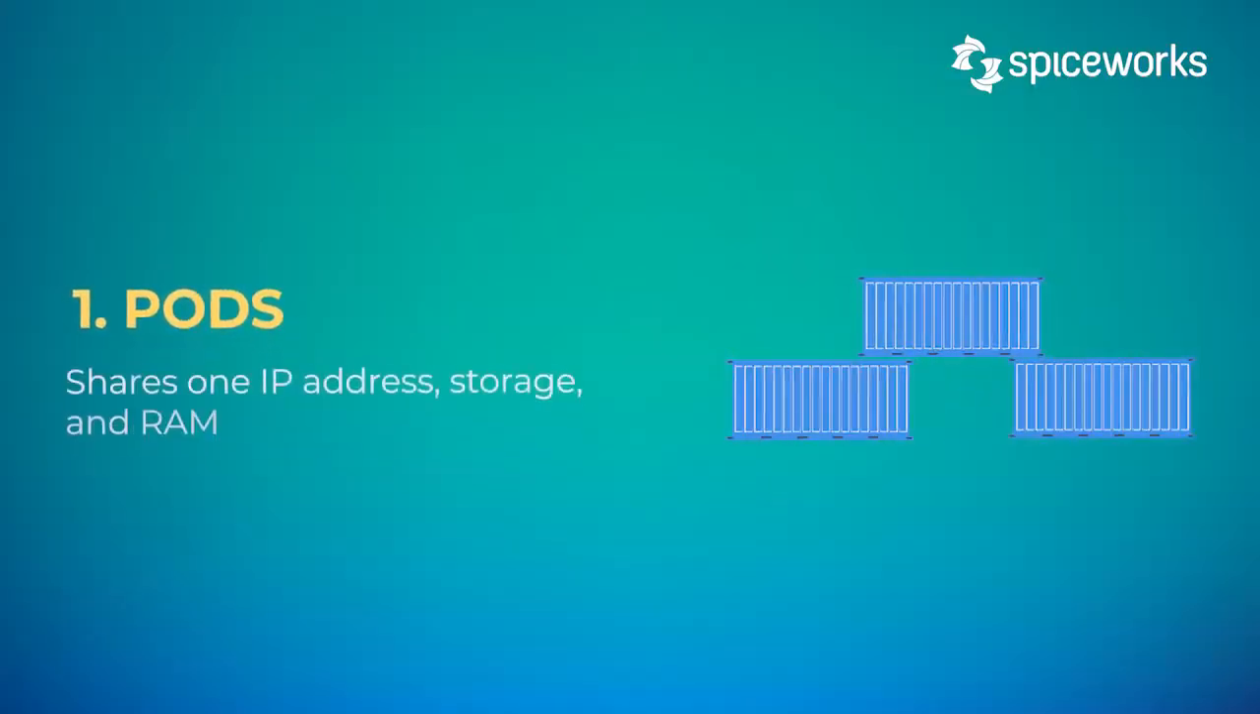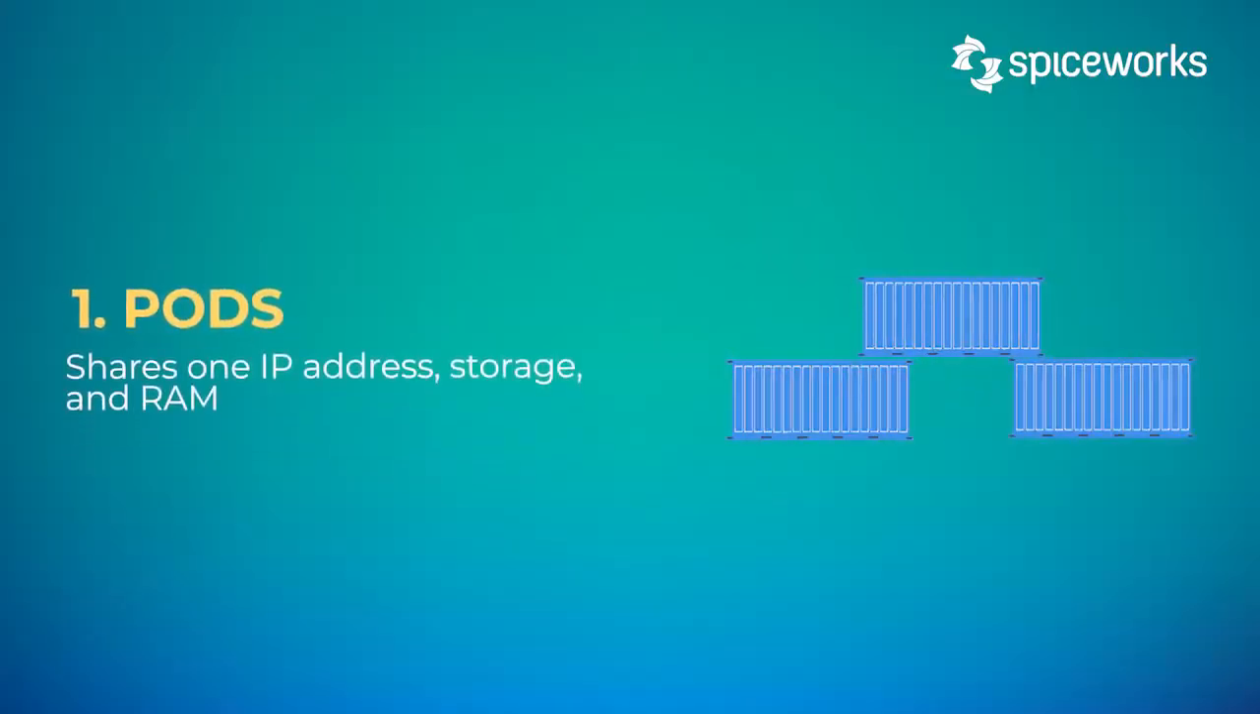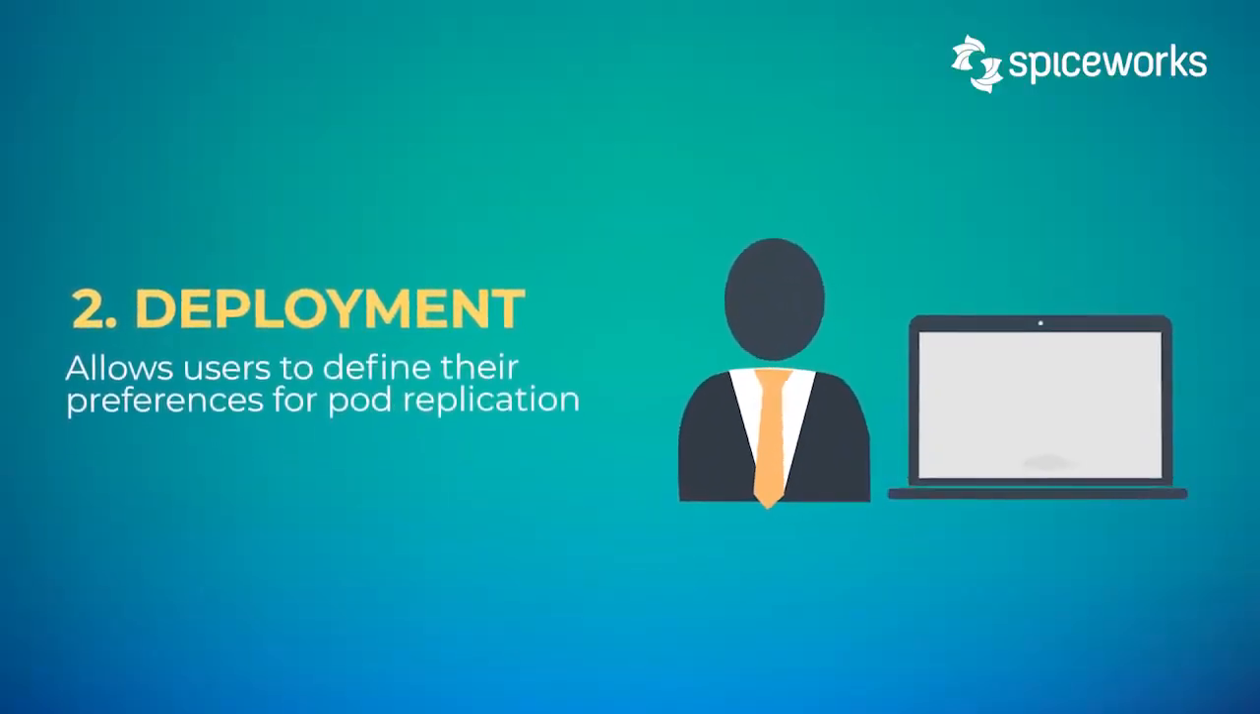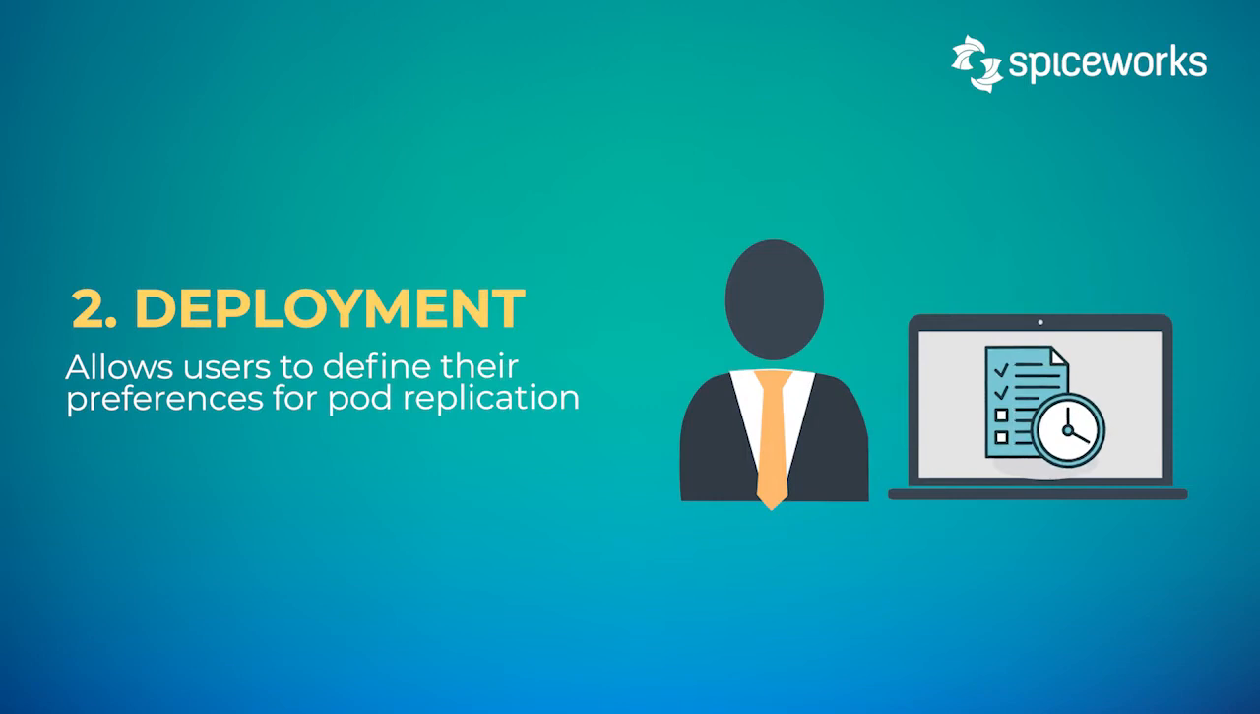1. Pod. Pods are simply groups of containers, the smallest architectural unit managed by Kubernetes. Each pod has one IP address shared by all its containers. Resources such as storage and RAM are shared by all the containers in the same pod, allowing them to operate as one application. 2. Deployment. Deployments allow users to specify the scale at which the application needs to operate. Users must define their preferences for pod replication on the Kubernetes nodes.